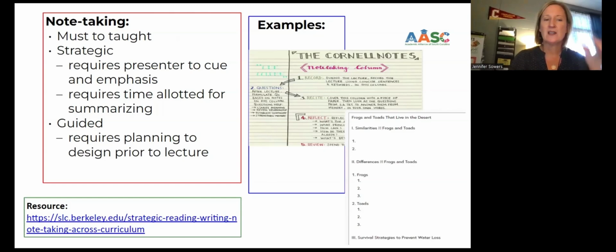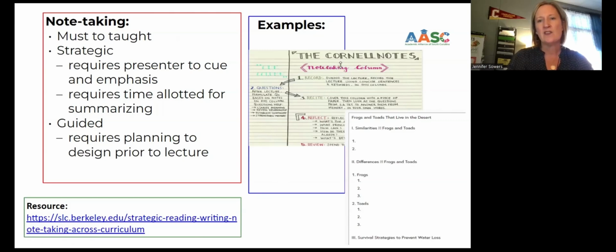It does have to be guided. If you're going to do some guided notes, that requires planning ahead of time by the teacher of the content to do those skeleton notes where there's some blanks for them to fill in. You just can't say, write this down. There has to be some thought involved and some pre-planning. I have added a link at the bottom of the slide, which all this will be shared, where you can get some pre-made things. I did want to include a couple examples.